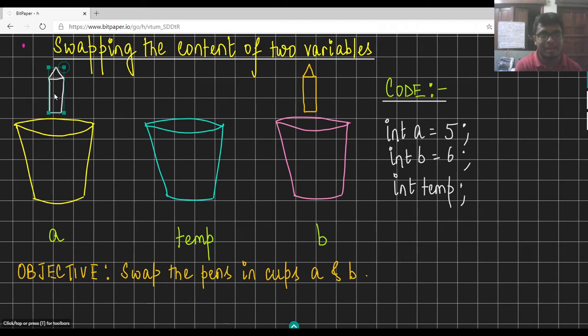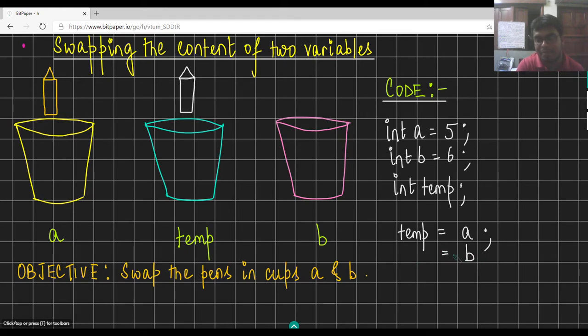Now, what's the first step that we were doing? You're taking the pen in cup A, placing it in cup temp. All right, this was the first step. The second step, we're going to take the pen in cup B and place it in cup A. Then we're going to take the pen in cup temp and place it in cup B.